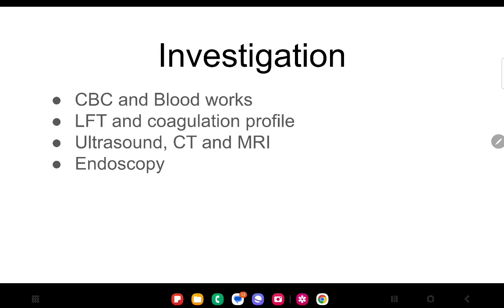If the patient is unstable, the best option is endoscopy under general anesthesia. It should be done in the operating theater because it might need further surgical intervention. So a patient with torrential bleeding can be taken to the theater, where you can do the emergency endoscopy.